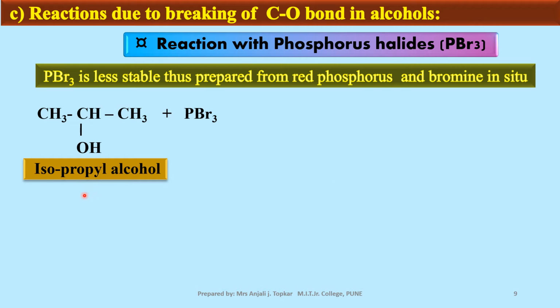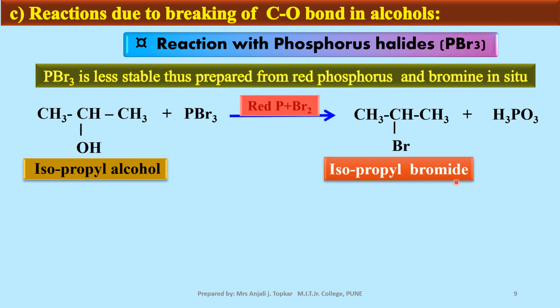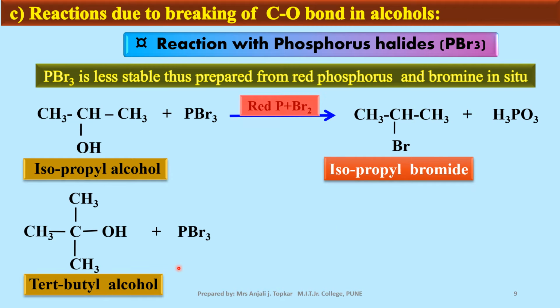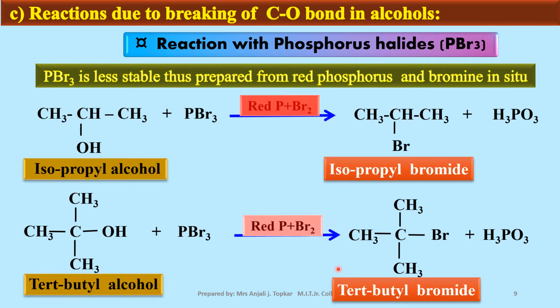Let's see the reaction with secondary alcohol. This is isopropyl alcohol. When it is treated with PBr3, it gives isopropyl bromide, and phosphorous acid is also there. Tertiary butyl alcohol reacts with phosphorus tribromide. It gives tertiary butyl bromide, and phosphorous acid is seen.